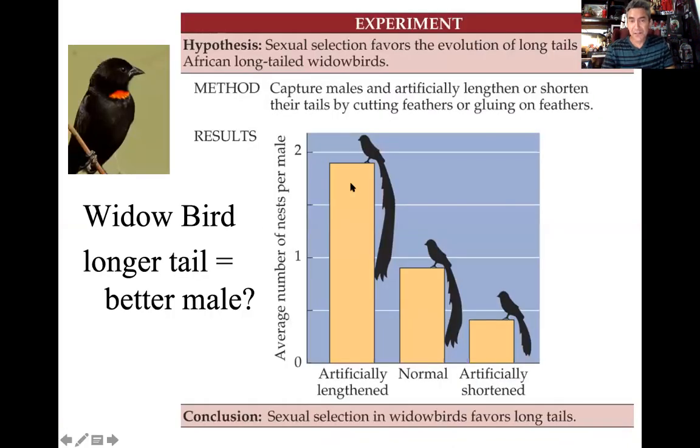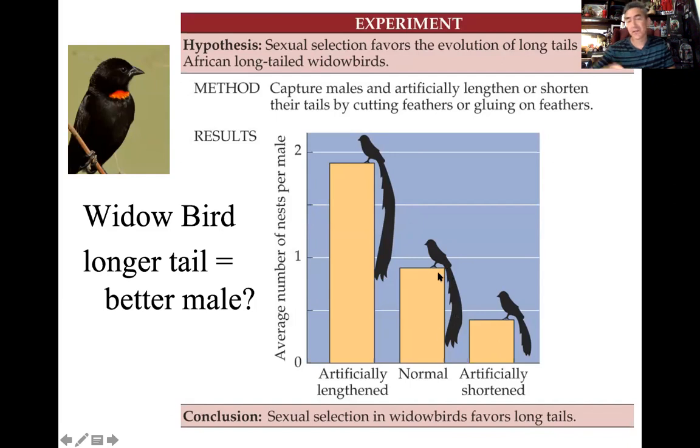Interesting study that was done. Let's bring it into science and generate some data. The people that did this experiment broke it into three groups. We have the normal control group, which was the bird with the normal length tail.